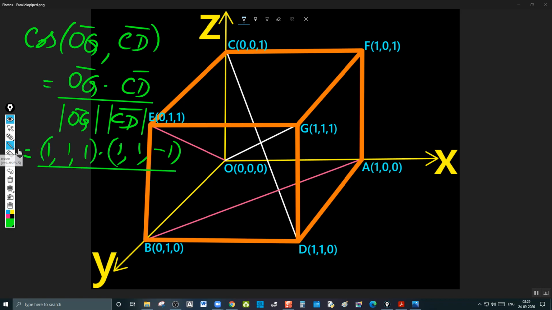root over modulus of OG. Modulus of OG means it is root 3. It is also root 3. And what is the product here? 1 into 1 plus 1 minus 1. So your angle between the body diagonals is 1 by 3.